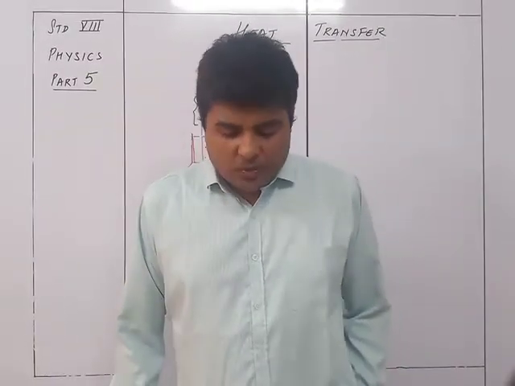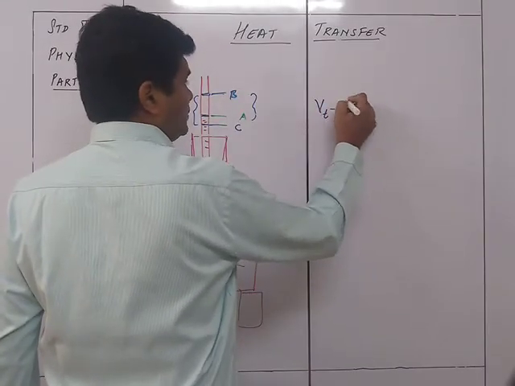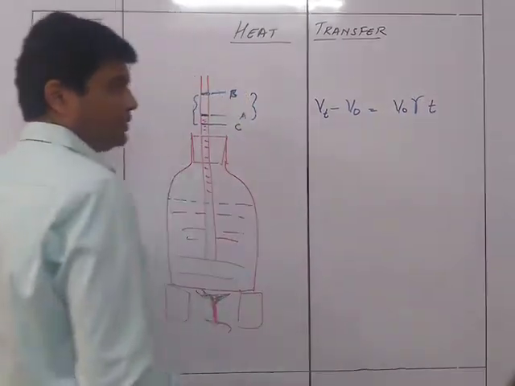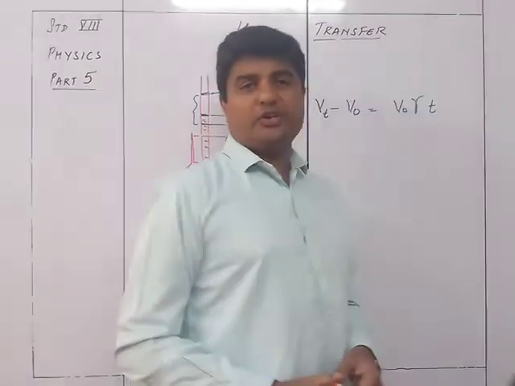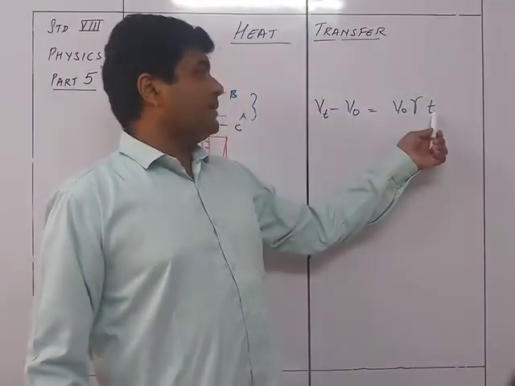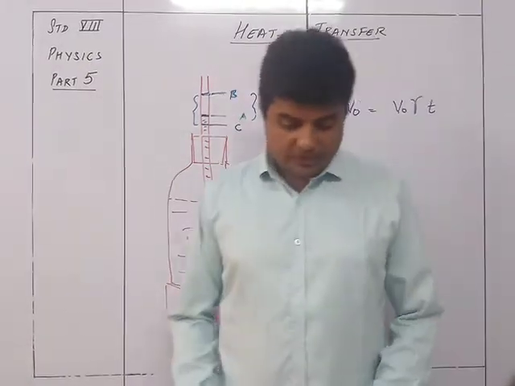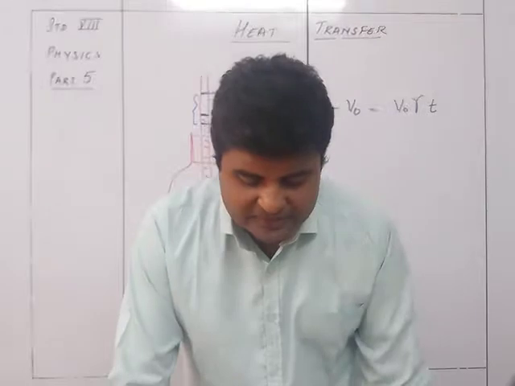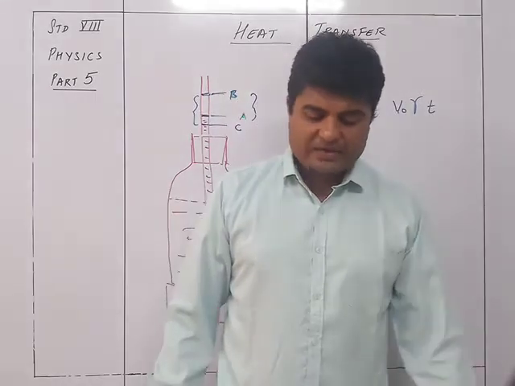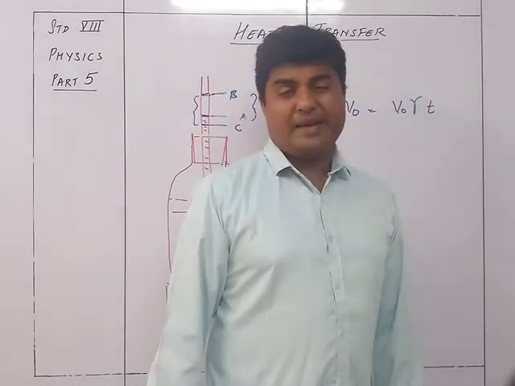Finally, if V0 is the volume of the liquid at 0 degree Celsius, we have again the same thing: Vt minus V0 is equal to V0 gamma T, where V0 is the volume of the liquid at 0 degree Celsius, Vt is the volume of the liquid at T degree Celsius, T is the temperature, and gamma is the coefficient of cubical expansion of the liquid. So the increase in volume of the liquid is given as Vt minus V0 is equal to V0 gamma T, where gamma is the coefficient of cubical expansion of the liquid.